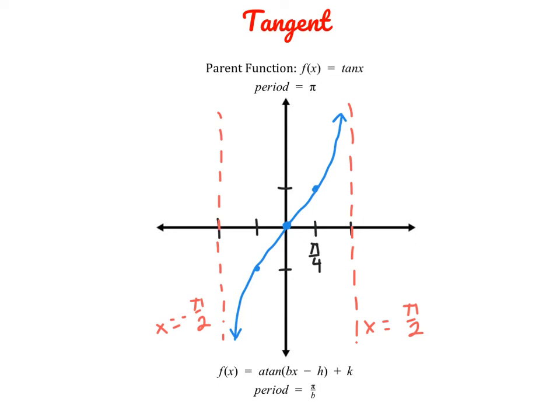So if you want to find the period, there is a little formula. This time it's just pi over b because the parent function period is just pi instead of 2 pi like sine and cosine. For tangent, your asymptotes are centered around the y-axis.